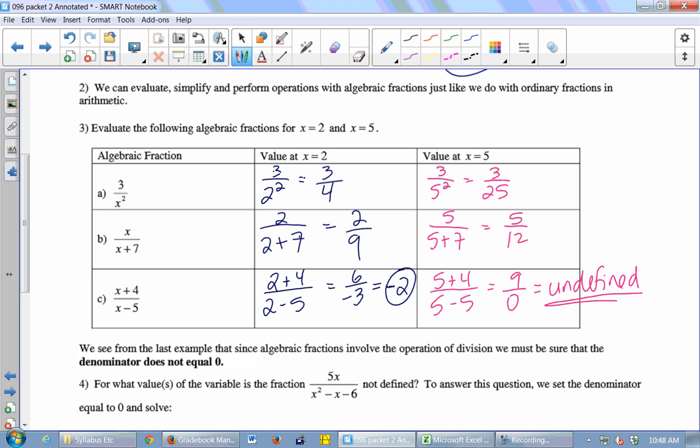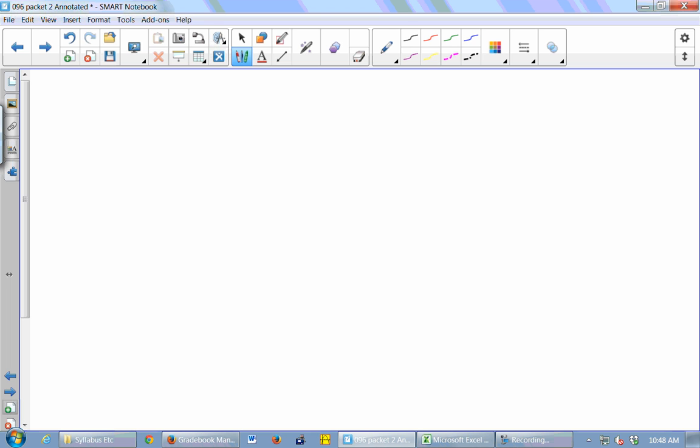Division by 0 is not allowed, right? I believe I've shown you why, but let's talk about it one more time. Why can't you divide by 0? So let's see. If I want to do, say, 3 divided by 0, and I want to know what the answer is, somebody suggested 0 might be the answer, right?